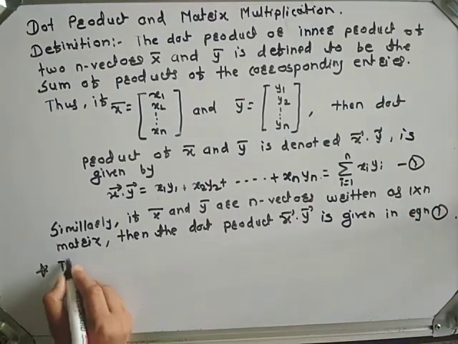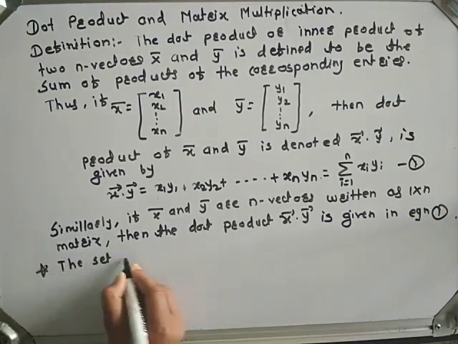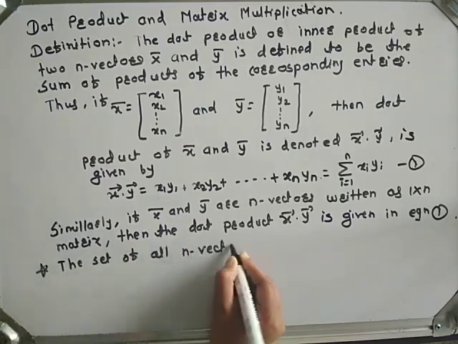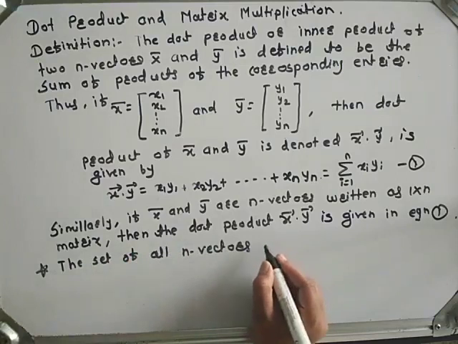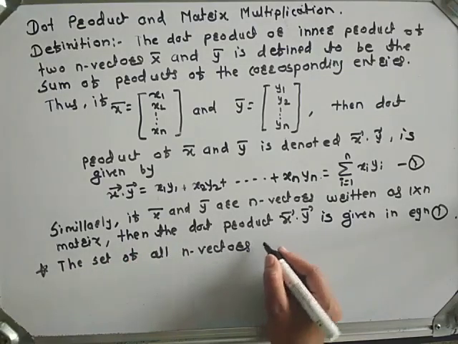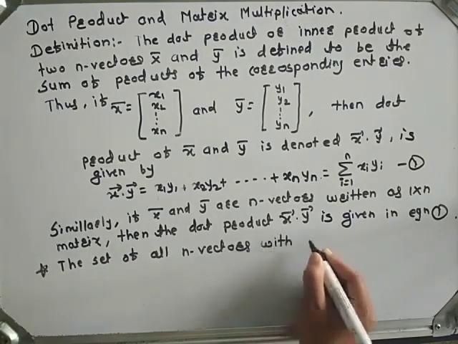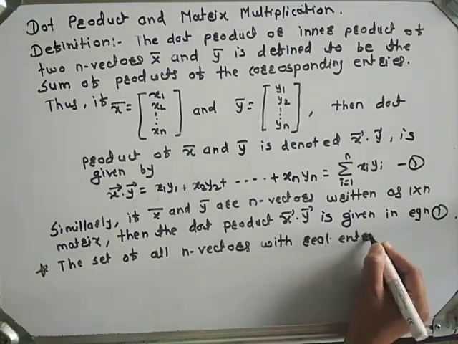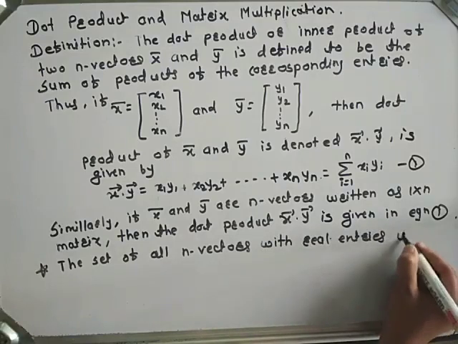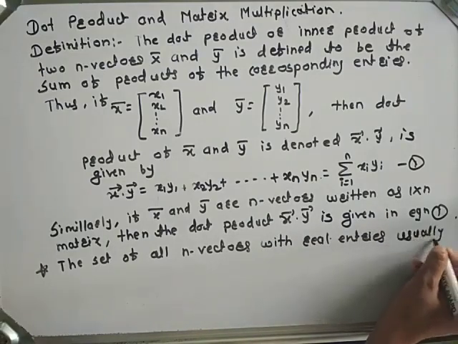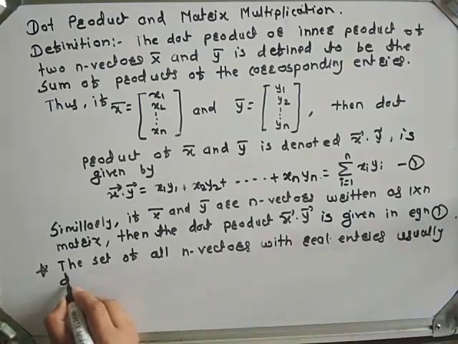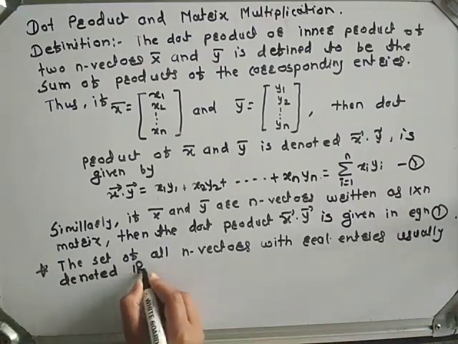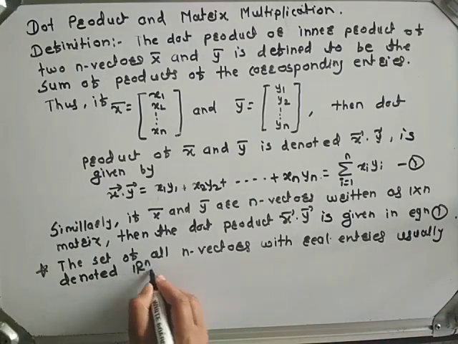Next, the set of all n vectors with real entries is usually denoted by Rn.